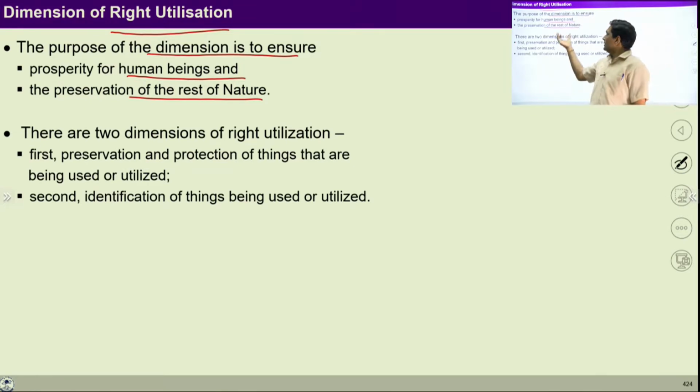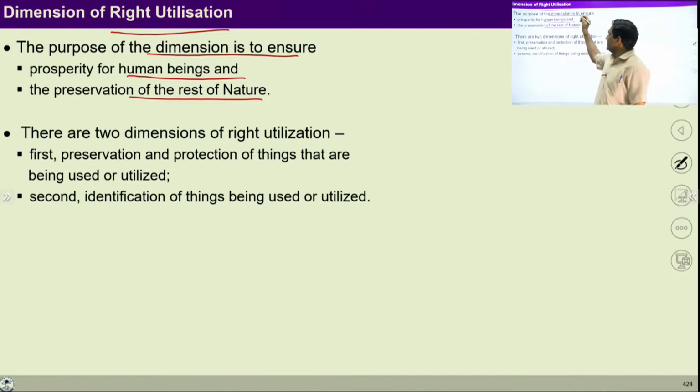If we are right utilizing the natural resources, then they will be available to all human beings. This right utilization would help us ensure prosperity, enough physical facility required to nurture our body, to protect our body as well as the bodies of our relatives. These resources are also required to participate in larger order. That's why this right utilization is required.